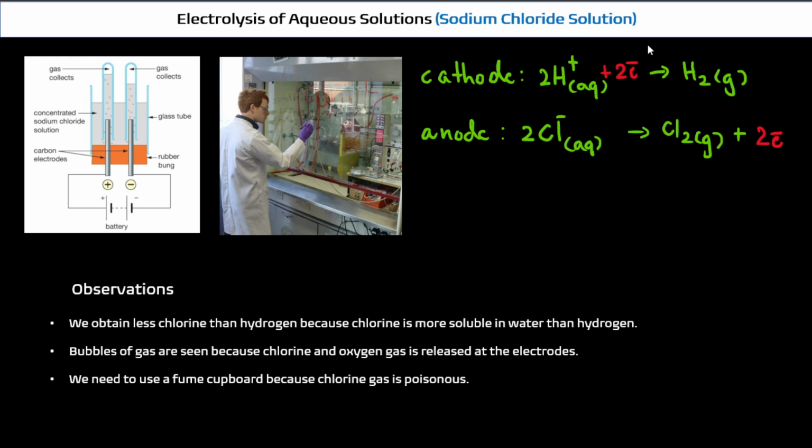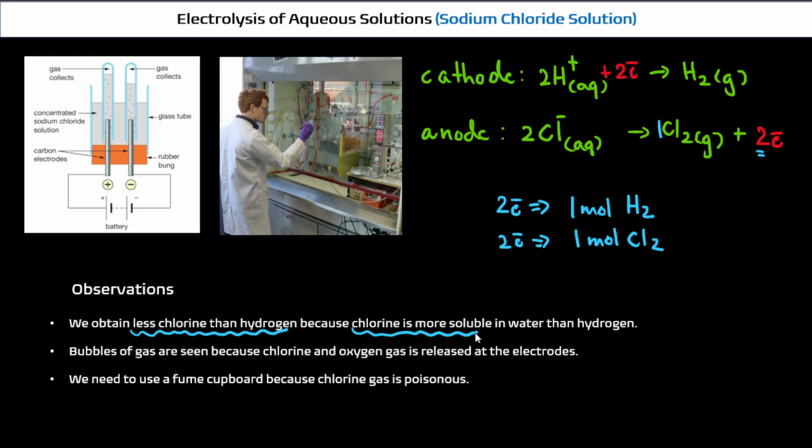We would require 2 electrons to produce 1 mole of hydrogen gas. And we would also require 2 electrons to produce 1 mole of chlorine gas, as we can see. But when we do a practical investigation, we observe that we obtain less chlorine than hydrogen. It is because chlorine is more soluble in water than hydrogen.